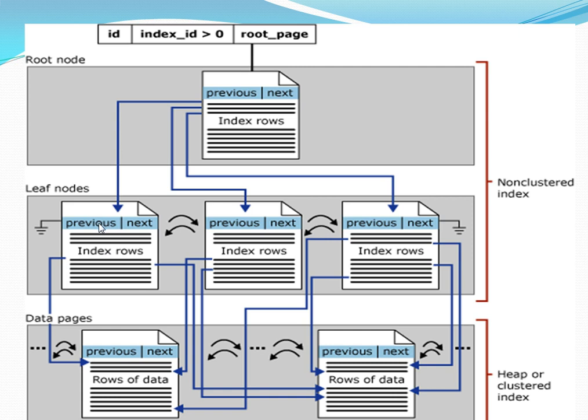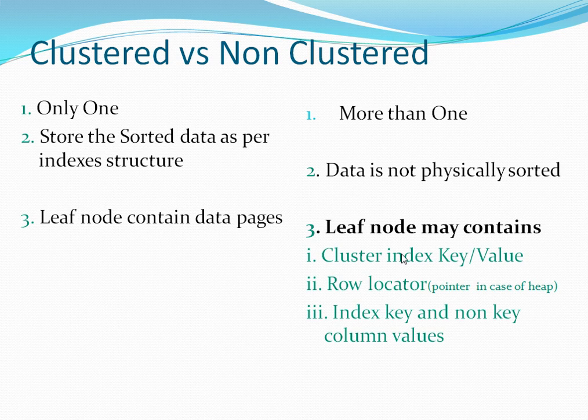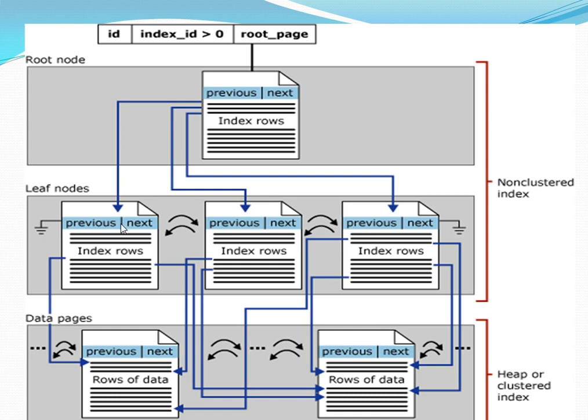So in case of the leaf node of a non-clustered index, it will have three things that we already discussed: the clustered index key value, the row locator if the table is a heap table or a table doesn't have a clustered index, and the index key and non-key column values. So here at the leaf node it will contain the key value of the clustered index or the row locator if the table is a heap table, and key values of the key columns and non-key columns of the non-clustered index on which that non-clustered index is created. So this is how a non-clustered index is organized in balanced tree format.